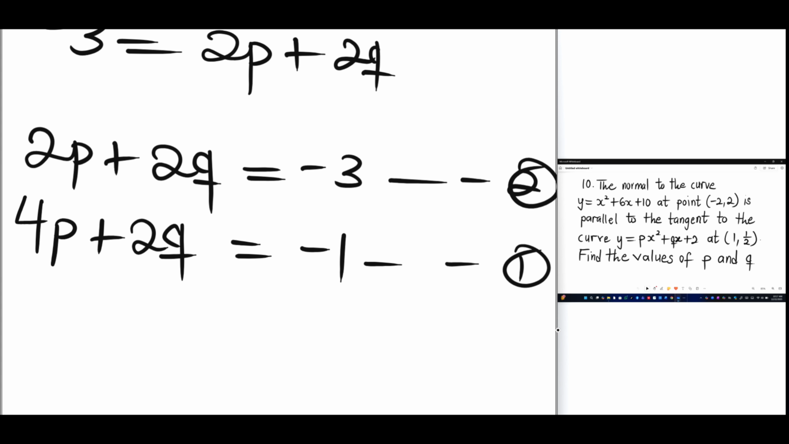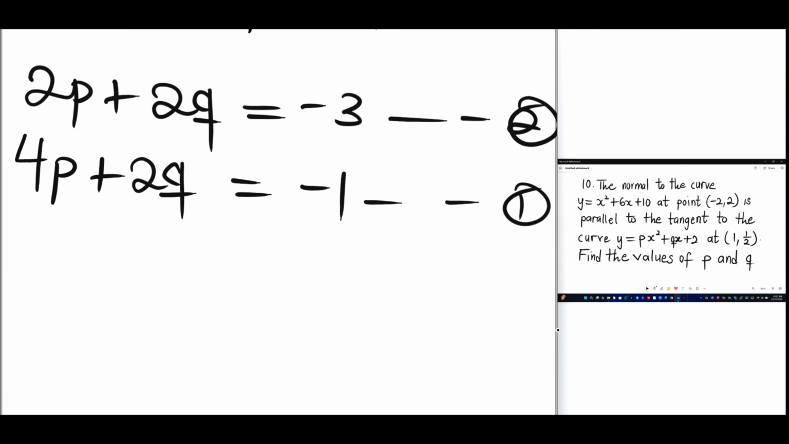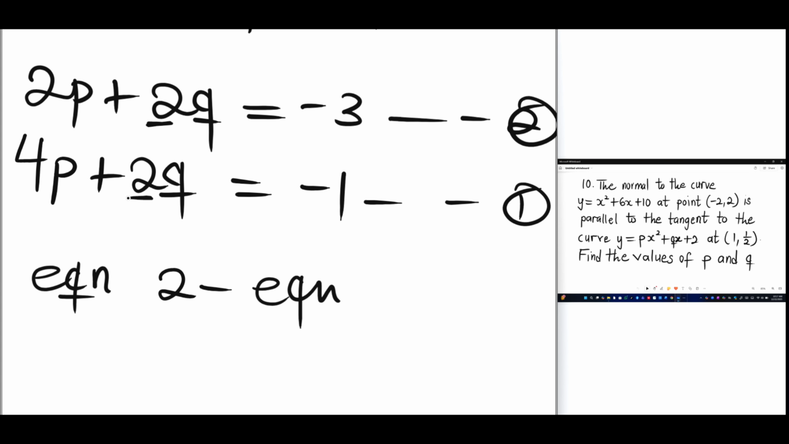So we need to solve these two equations simultaneously. Now, you can see that the q in the first equation and that of the second equation have the same coefficient, so we can subtract. The signs in front of them are the same, positive, positive. So we're just going to subtract so that we can eliminate the q. Either equation 2 minus 1 or equation 1 minus 2, you get the same answer. But I want to use equation 2 minus equation 1.